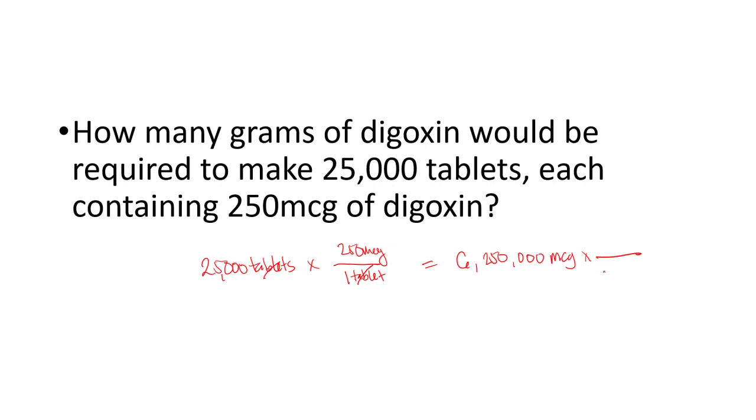1 times 10 to the 6 micrograms is 1 gram. So you need 6.25 grams of digoxin.